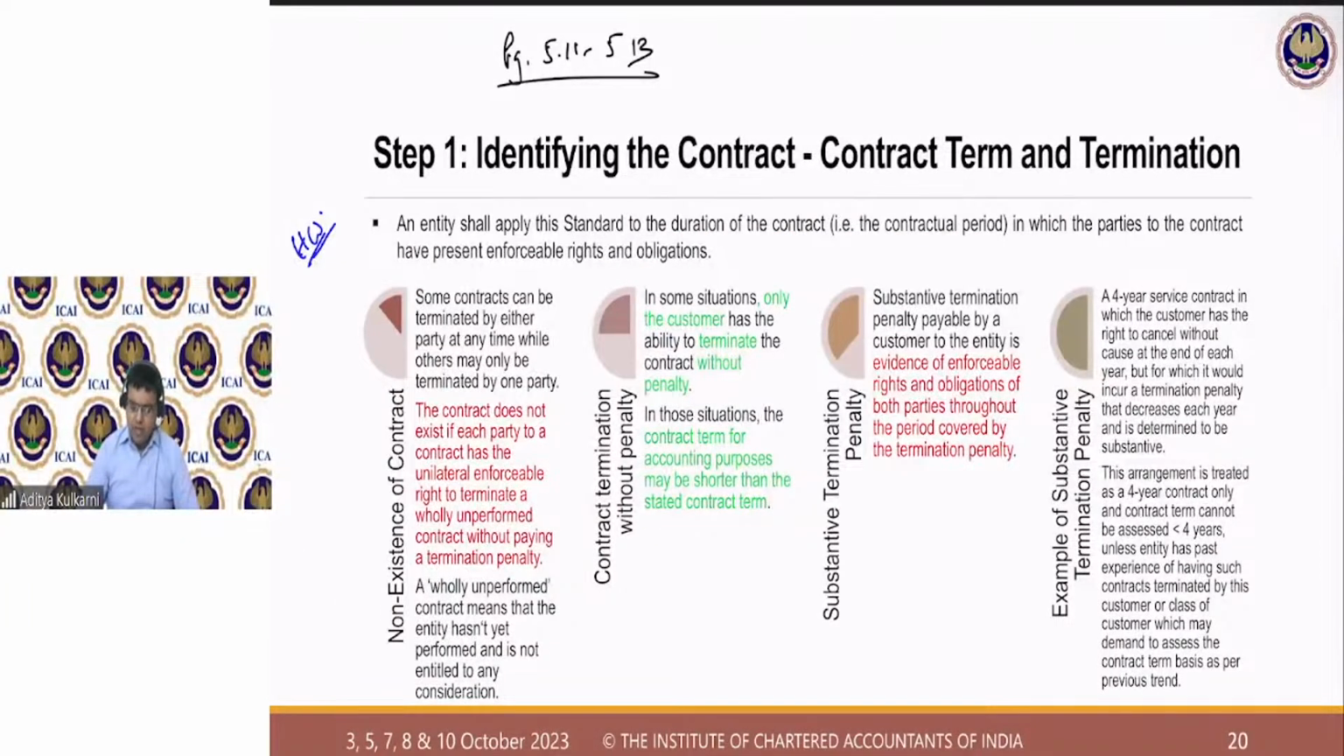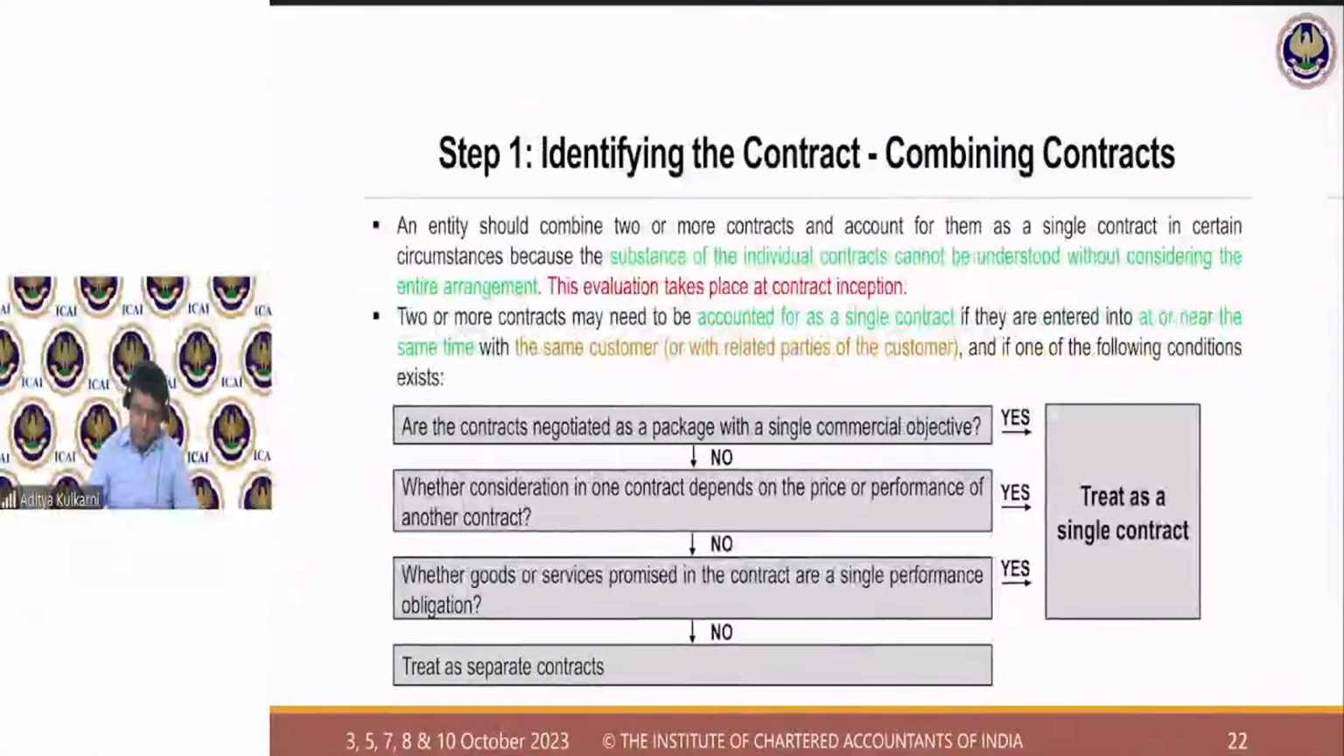So that is your COVID-19 FAQ. I hope you read this contract terms and terminations. Nothing special for me to tell in this. Okay. So now we come to the next part, that is combining the contracts.